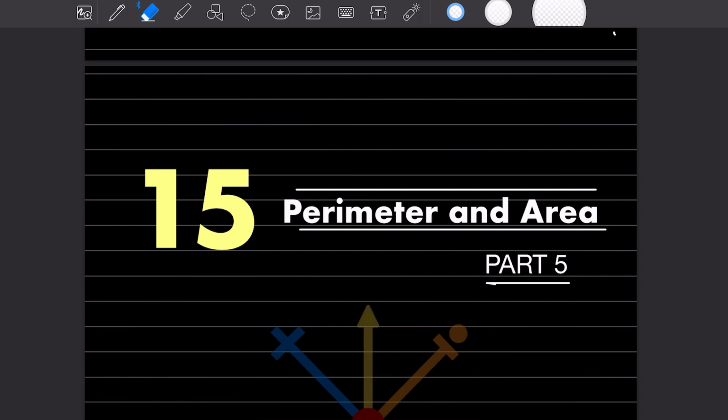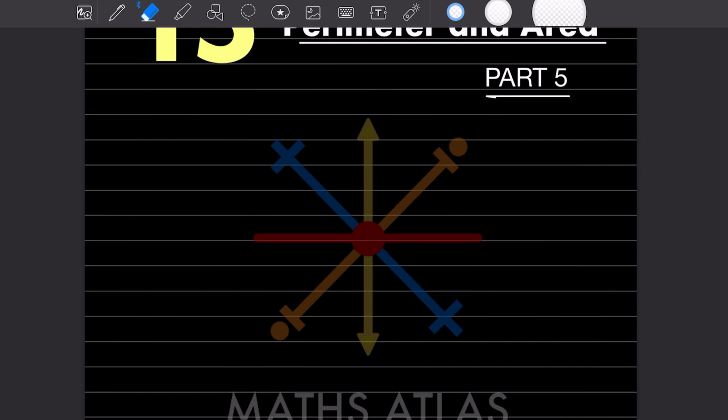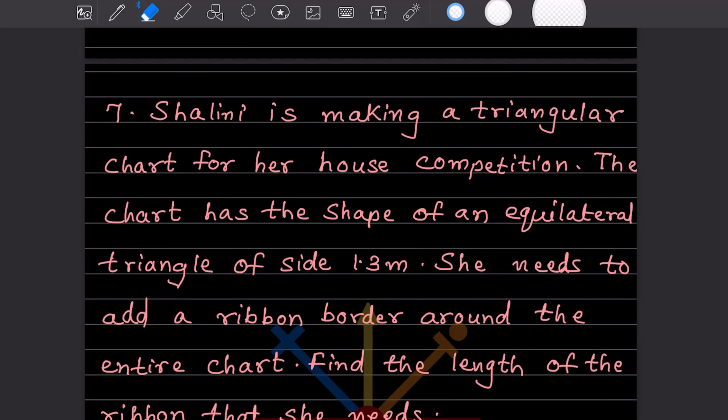So this is the fifth part of the chapter, that is perimeter and area. We have already done some of the questions of the workout in the previous video. So let us do the remaining ones.